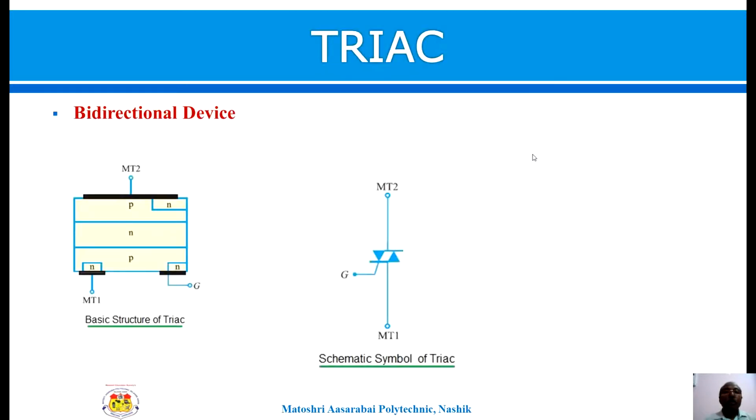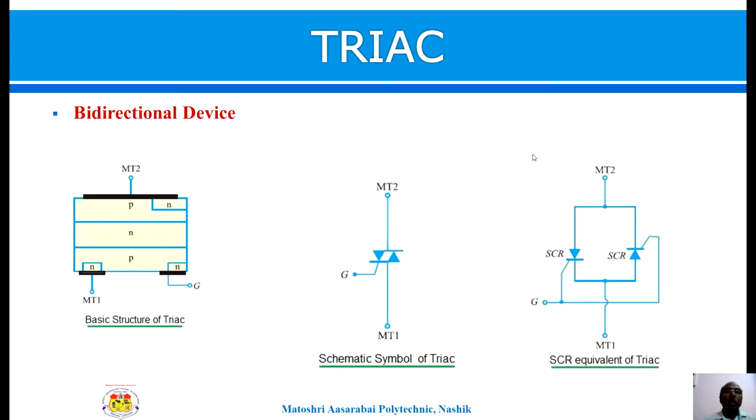Now we can see the triac. Triac is another device which is also a bidirectional device. In this case, we again have a third terminal, the gate, and MT1 and MT2 terminals are there. There is no anode or cathode. Triac is equivalent to 2 SCRs connected in anti-parallel. Triac is a device which controls the AC supply.